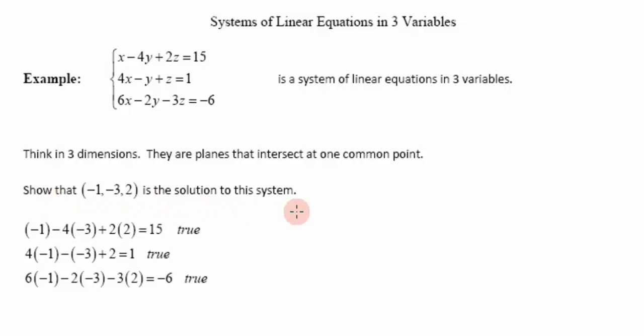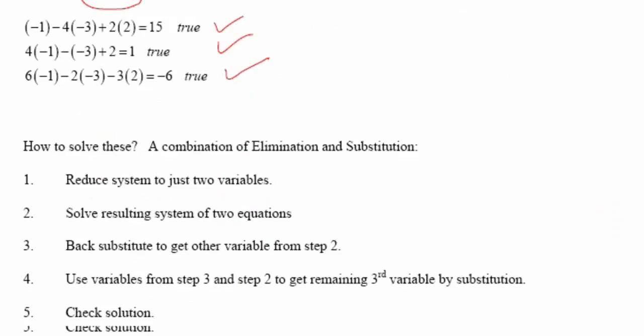Show that this is a solution to the system. Basically, if we want to know if x is -1, y is -3, and z is 2 is a solution to this system, if we put these values in here, they must be all true in all three cases. So you can see that -1 is in place for all the x's, -3 for all the y's, and 2 for the z's, and it is true for each one of these cases. This is the point in the three dimensions world where all three planes intersect. Okay? Now how do we find that solution?